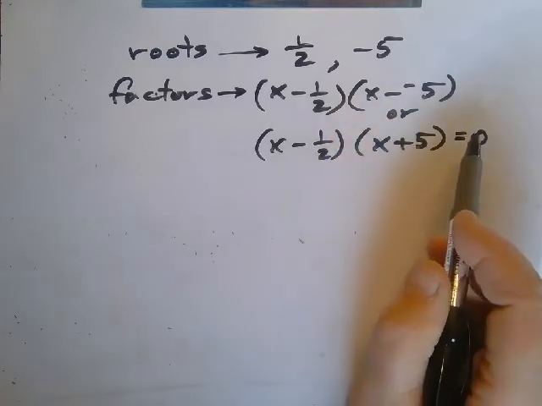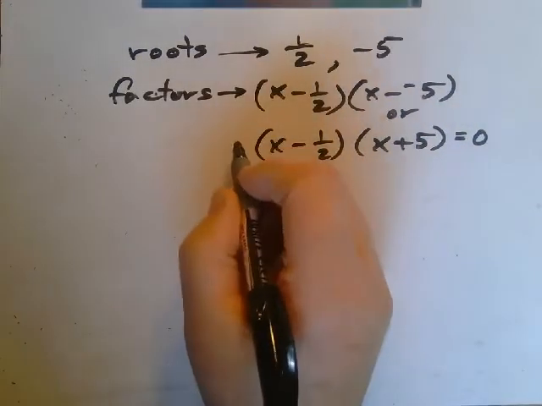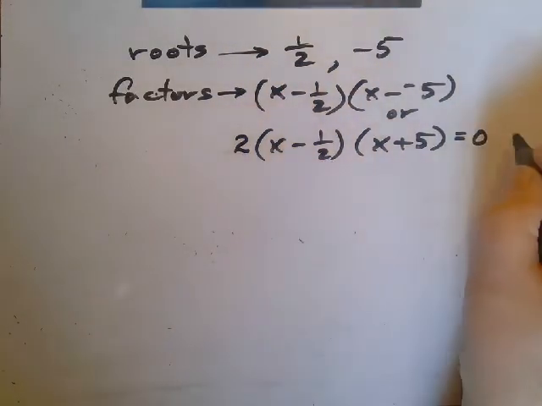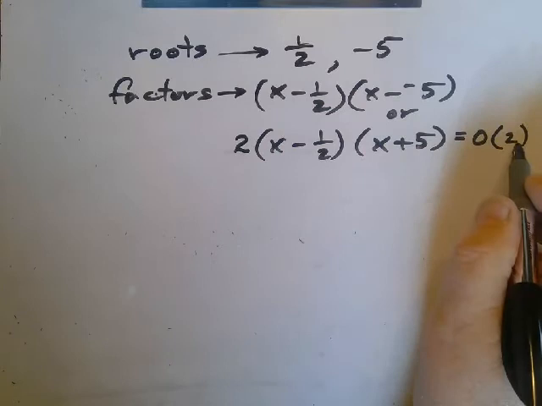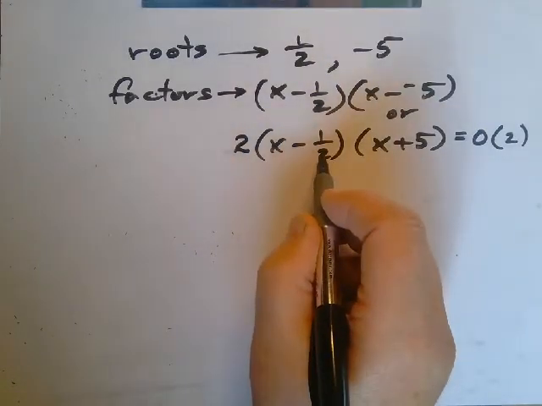The equation will be changed in terms of the way it graphs, but it'll be the same roots. What if I multiplied right here by 2, and I picked 2 because of the denominator, and here by 2? I haven't really changed the equation because I've multiplied both sides by the same number. Now, why did I pick 2? Because this denominator was 2.